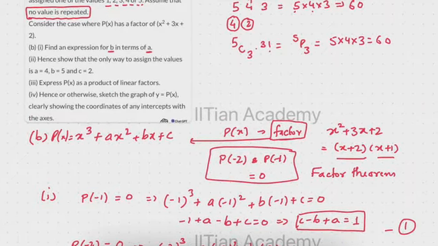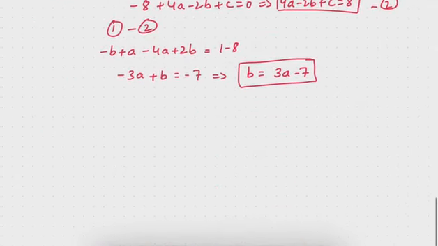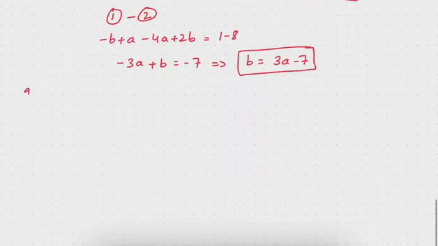So we have identified the expression for b in terms of a. Now we have to show that the only way to assign the values is a equals 4, b equals 5 and c equals 2. Now it is given that a, b, c can have only these values.